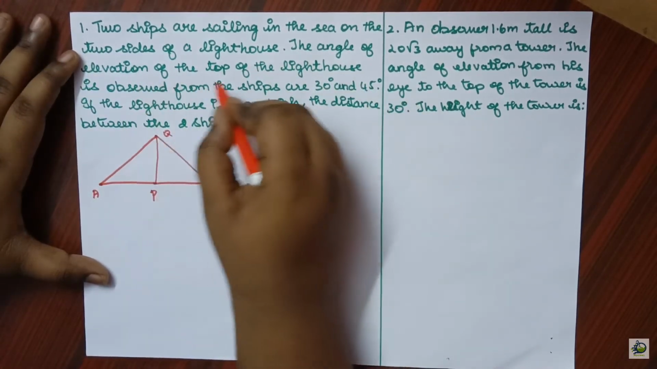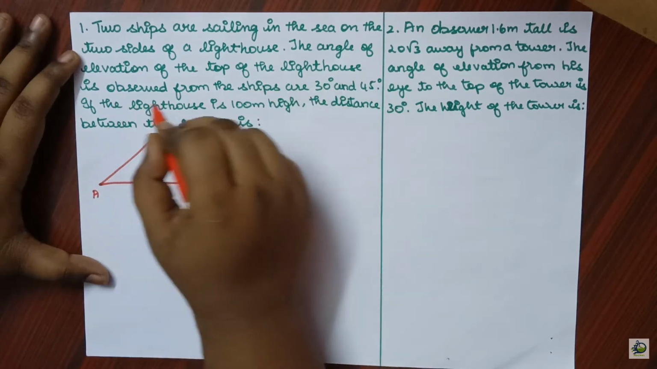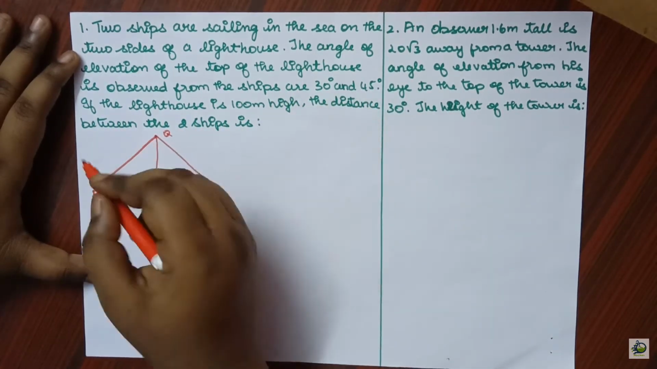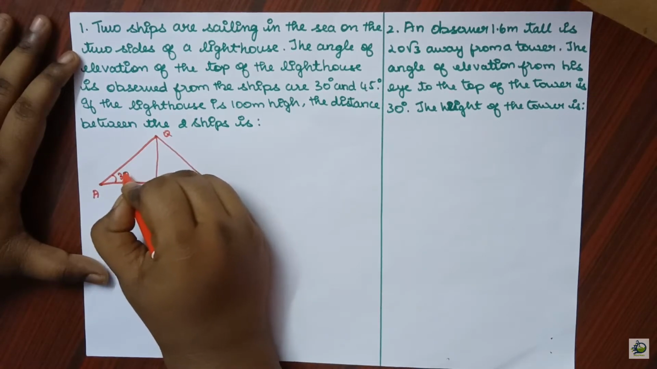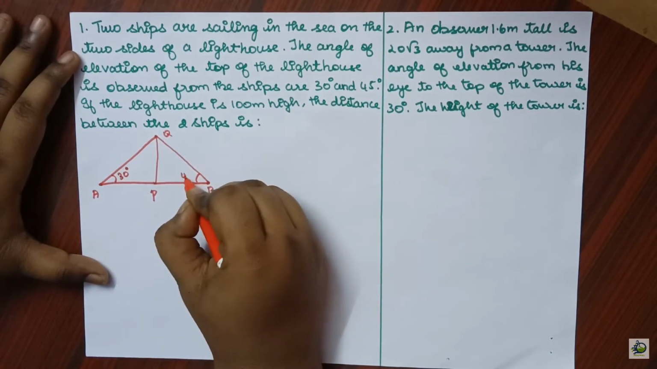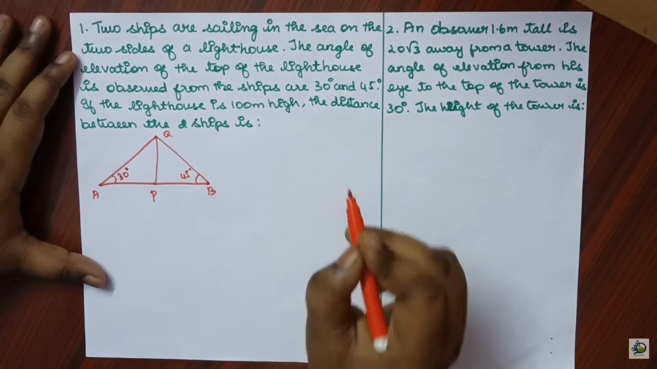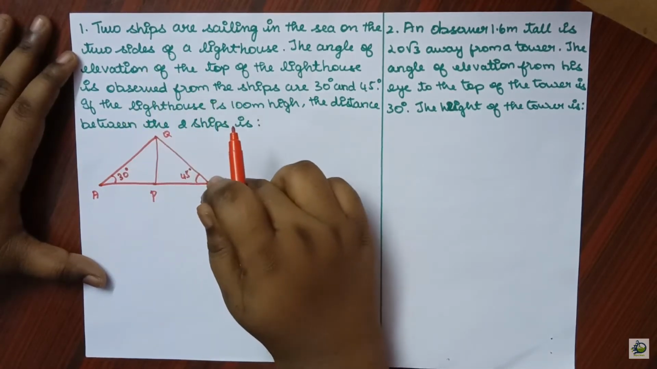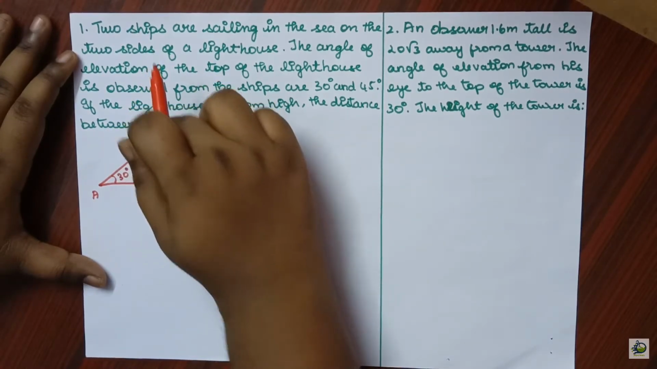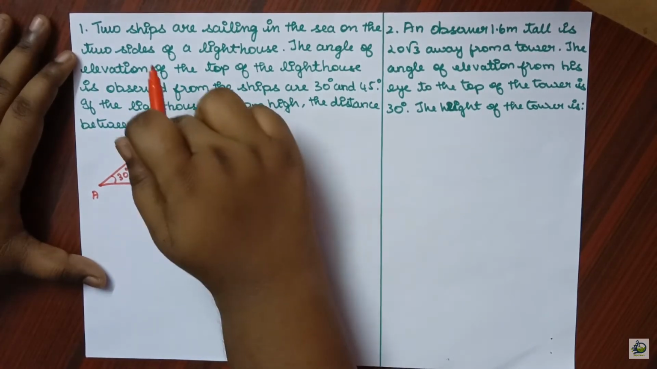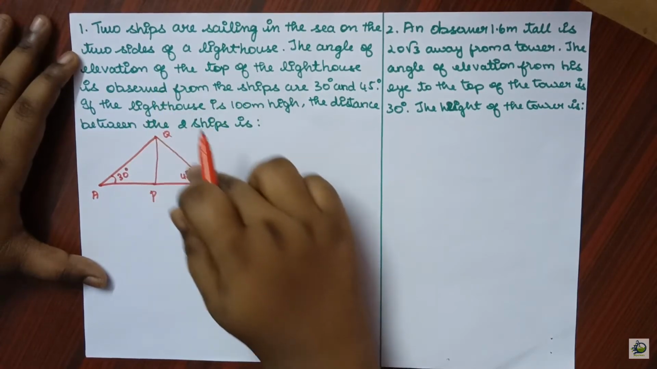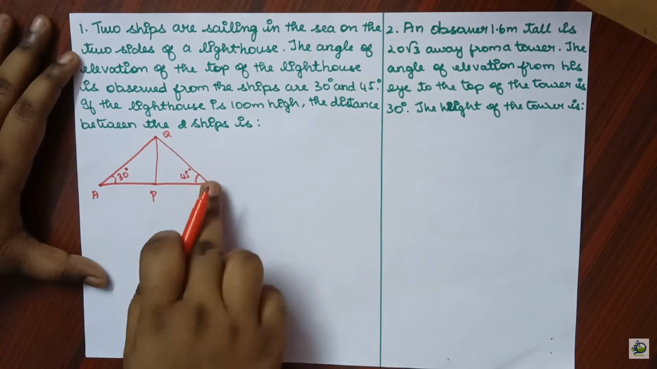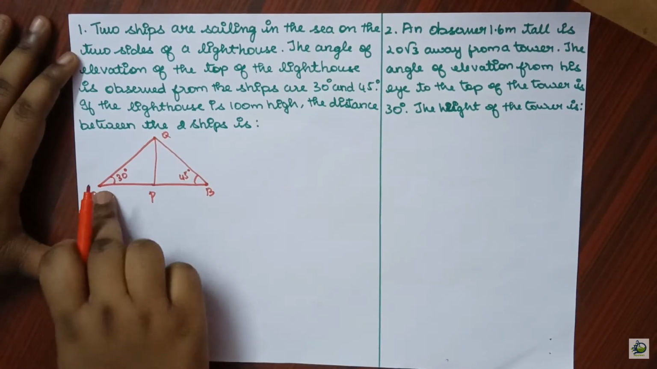The angles of elevation of the top of the lighthouse observed from the ships are 30 degrees and 45 degrees. So let me consider this as 30 degrees and this as 45 degrees. The angle of elevation is nothing but the angle at which the tower is visible from the ship. So when we see the tower, a line of sight is drawn, that is BQ, and the angles it makes with the ships are 45 degrees and 30 degrees.